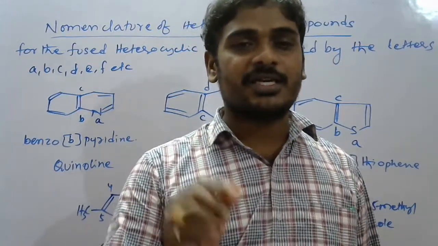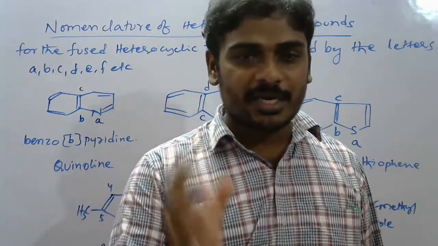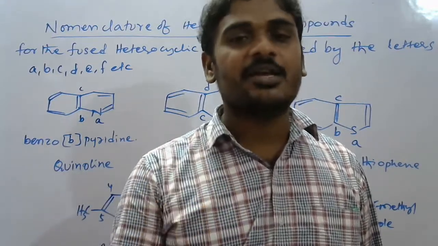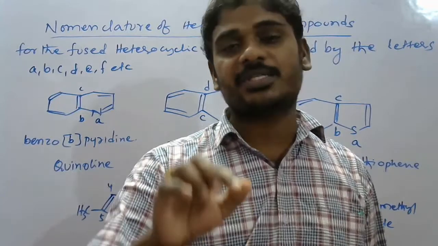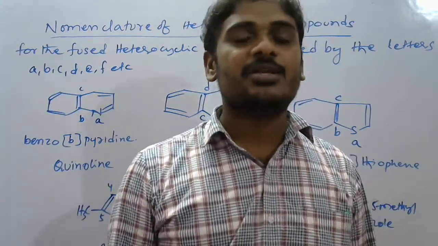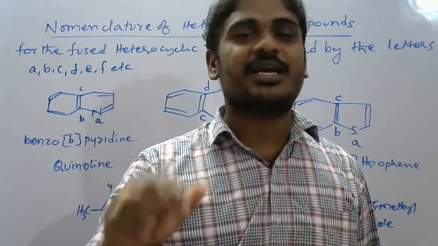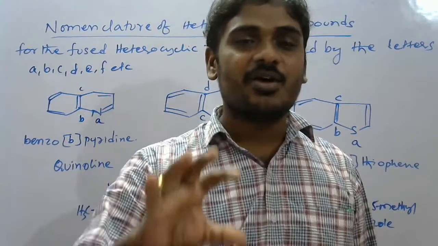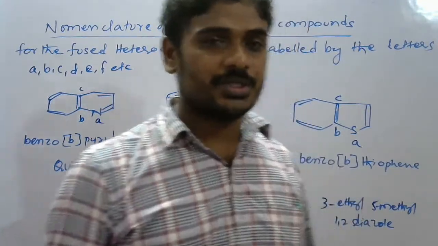And in a pi deficient heterocyclic compound, the heteroatom's lone pair of electrons is not involved in the delocalization, because the ring already contains a sufficient number of pi electrons. So the lone pair of electrons is not involved in delocalization. That type of heterocyclic compound is called a pi deficient heterocyclic compound.